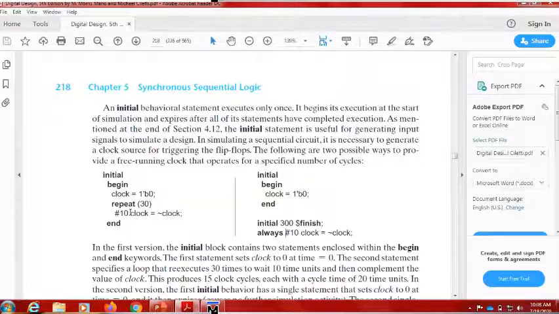So the period of the clock is a 10 nanosecond high pulse and a 10 nanosecond low pulse. So the total time period for the clock is 20 nanoseconds, and the frequency of that particular clock is 1 over T, that is 1 over 20 nanoseconds. That is basically 1 megahertz.